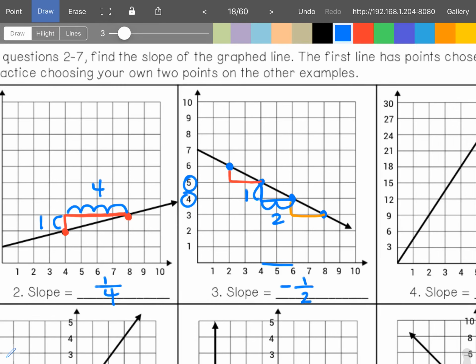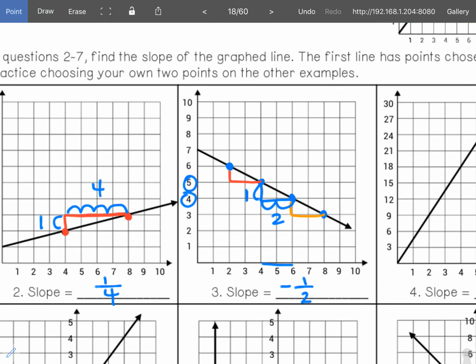So we're going to put a negative in front of our fraction. So that is a negative 1/2. And if you watch what happens, from this point, we go down 1, right 2. Down because it's negative. Down 1, right 2. Down 1, right 2. Down 1, right 2. Down 1, right 2. See, so that shows you the slope of the line. It shows you how the line is moving.